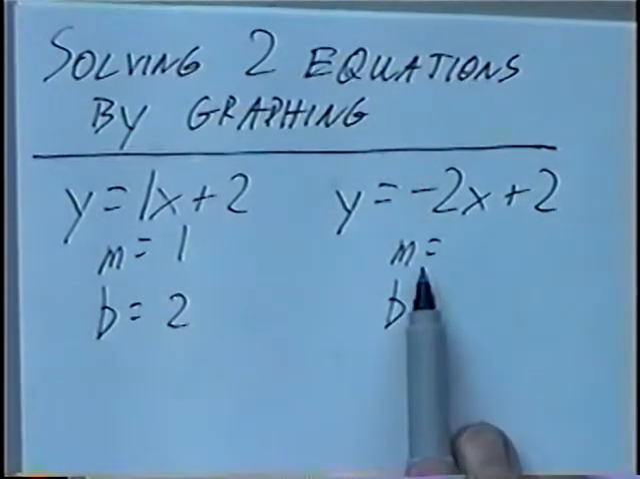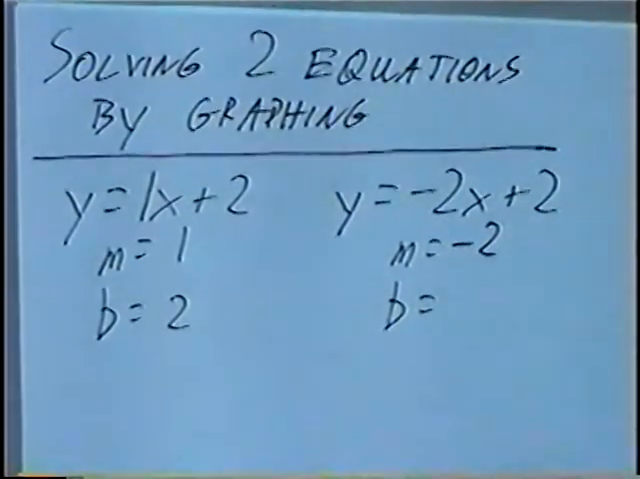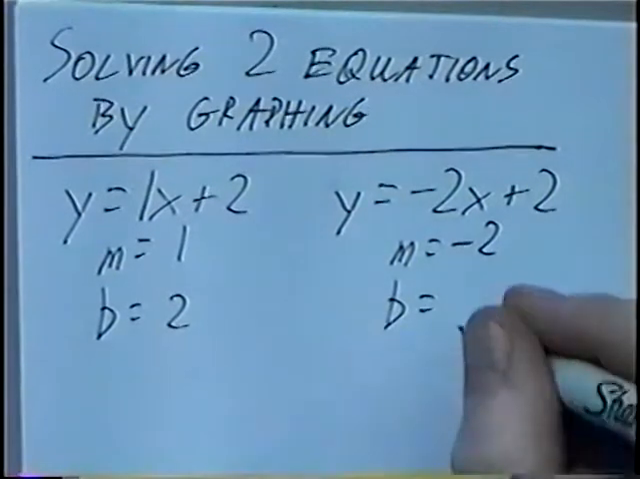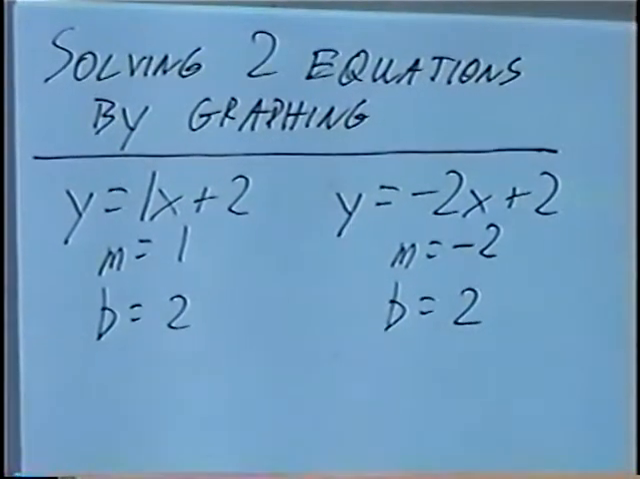Second equation, the slope m, number in front of x, would be negative 2, and the last number is 2. The slope would be negative 2 since we have a negative 2 in the equation.